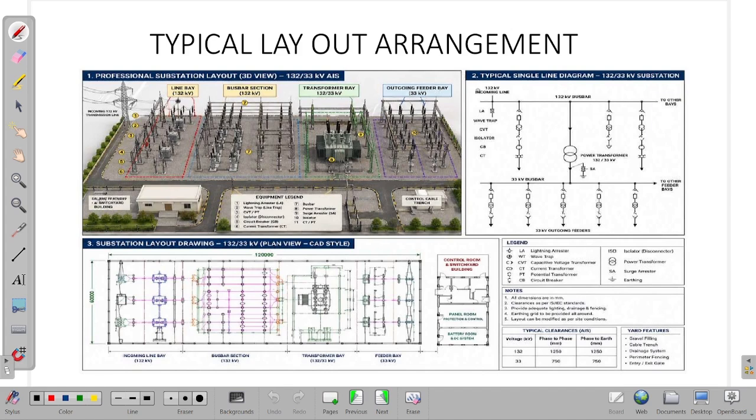This is a typical single line diagram for the 132/33 kV substation. As I have told, the components are arranged sequentially like this. This is the transformer. And this is the 33 kV busbar, and the feeders are connected like this. The components are connected sequentially.